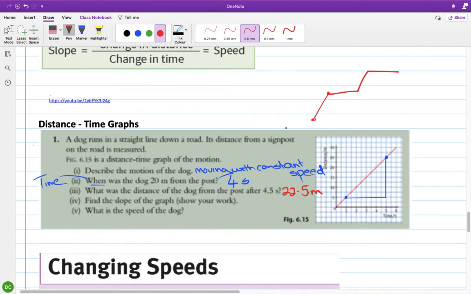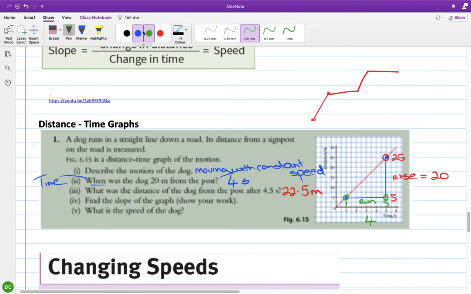Okay, so the rise, which is the up and down, starts here. Remember, for the rise, you're looking at the y-axis. So it starts at 5 and it ends here at 25. So that's a rise of 20. The run then is horizontal, so we're looking down here. So it starts at 1 and it ends at 5. So that's a run of 4.